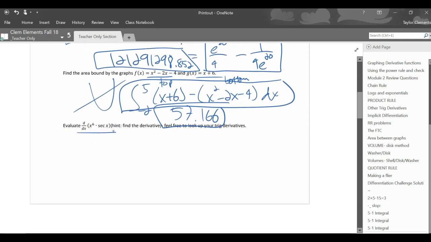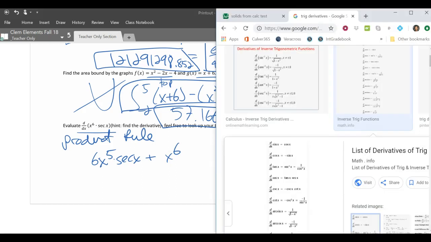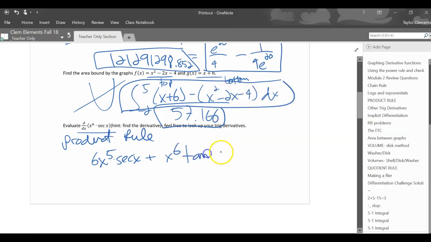Evaluate this, it means find the derivative. This is two things multiplying, so that's product rule. So that would give us the derivative of the first, 6x to the fifth, times the second by itself, plus the first one by itself times the derivative of secant of x. So I'm just going to look that up. And I found that the derivative of secant is tangent times secant. So tangent of x, secant of x.